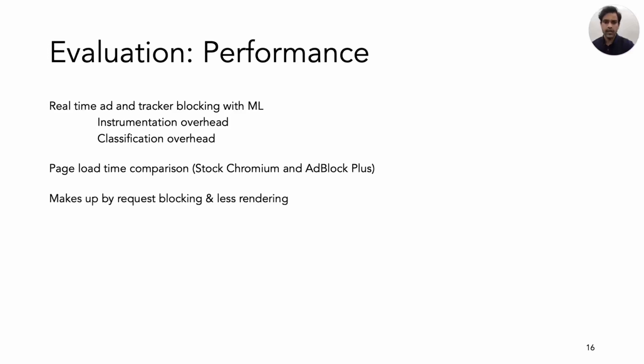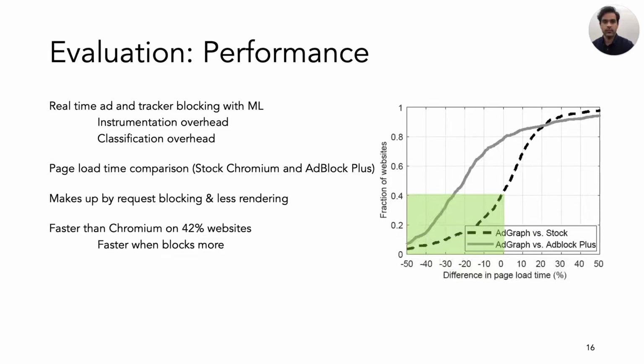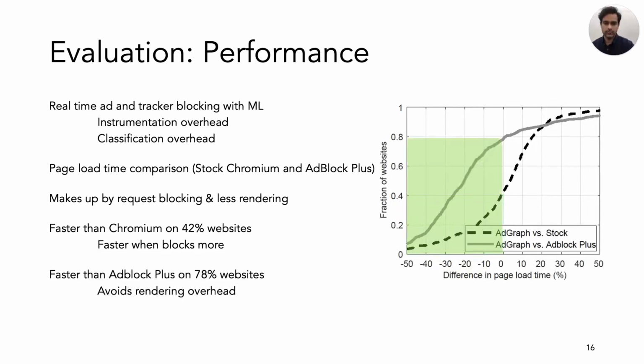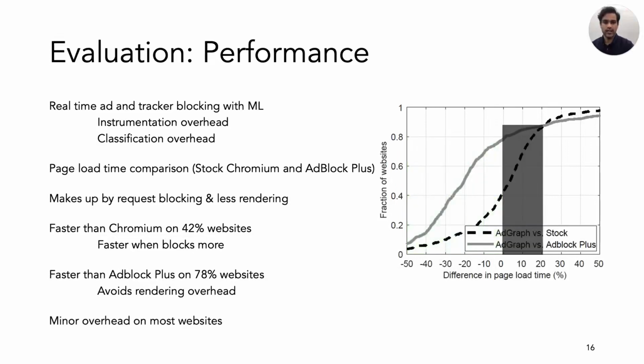Interestingly, we find that AdGraph makes up for the instrumentation and classification overheads by blocking network requests and doing less rendering. In comparison to stock Chromium, we find that AdGraph loads 42% of the websites faster. These are the websites on which AdGraph blocks more content. In comparison to AdBlock Plus, we find that AdGraph loads 78% of the websites faster. We attribute improvements over AdBlock Plus to in-browser ad blocking in contrast to extension layer blocking and avoiding rendering by not relying on HTML element rules. On most websites on which AdGraph is slower, we find that it only incurs a minor overhead.